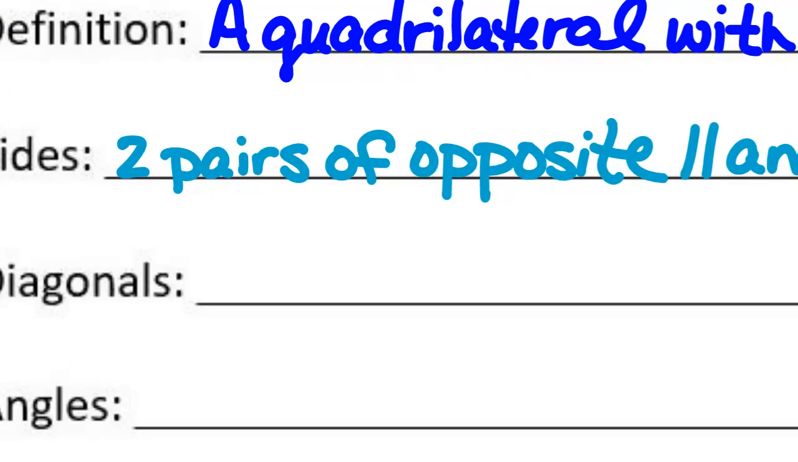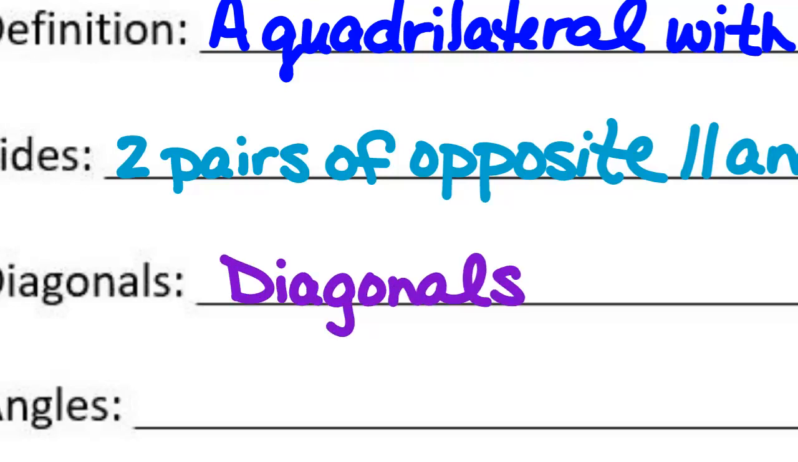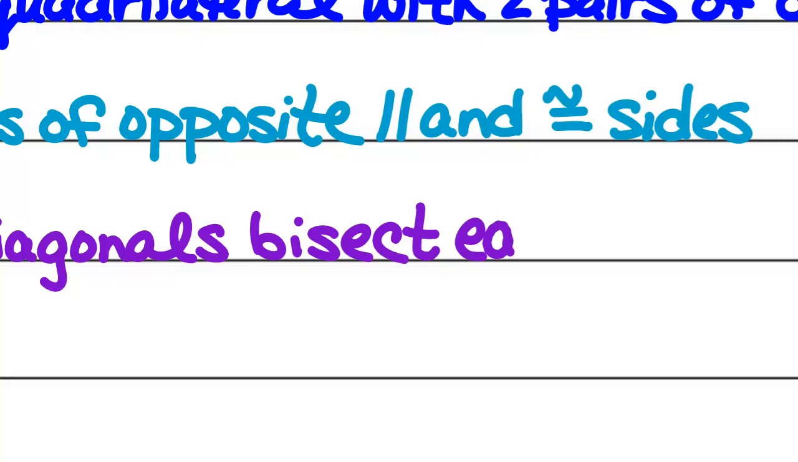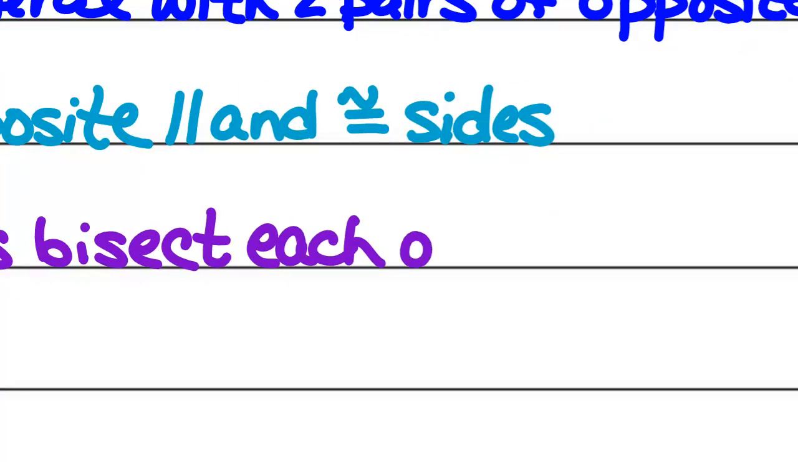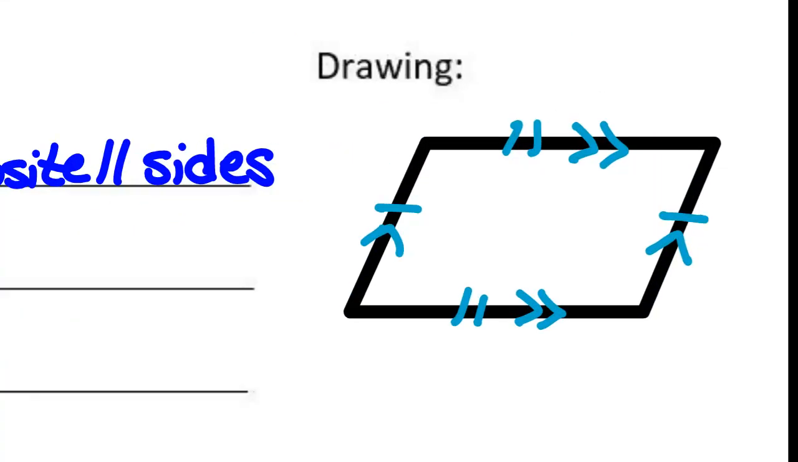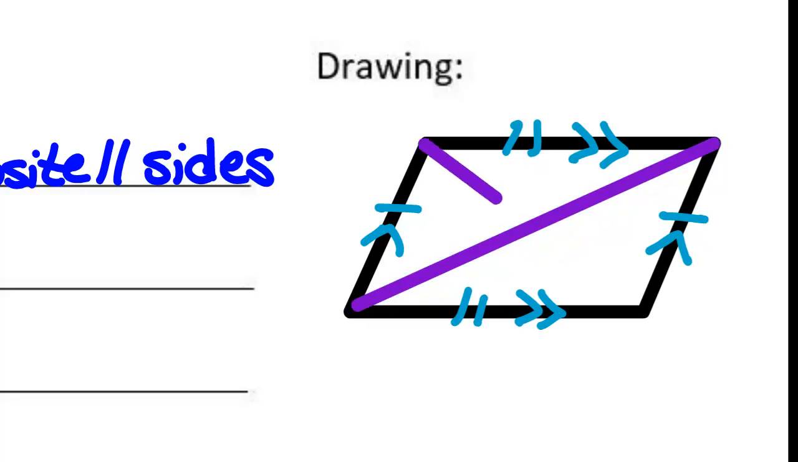The diagonals of a parallelogram bisect each other. So I'm going to draw in my diagonals. These connect opposite corners. And the diagonals are bisecting each other. So this little half of this diagonal is congruent to the other side. And this half of this diagonal is congruent to its other side.